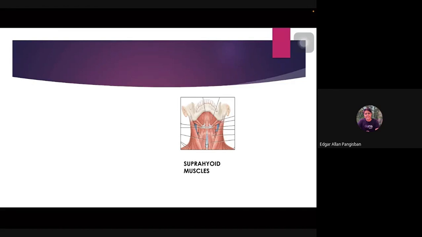mouth. And at the same time, we have only encountered one muscle that is responsible for jaw opening. Okay, di ba isa lang yung na-encounter natin na muscle na nag-cause ng jaw opening? One muscle of mastication. Okay, yun yung inferior head of your lateral pterygoid. Tama? The inferior head of your lateral pterygoid will cause jaw opening or jaw depression. Okay, but there are other muscles that are responsible for jaw opening. So they are included here sa ating suprahyoid muscles.